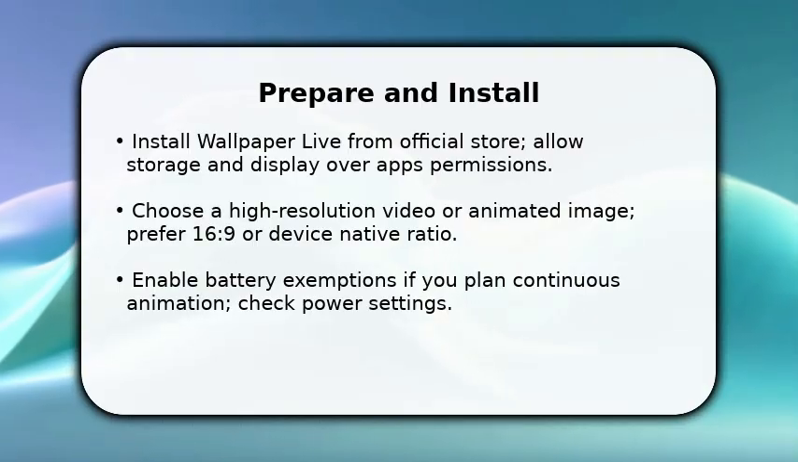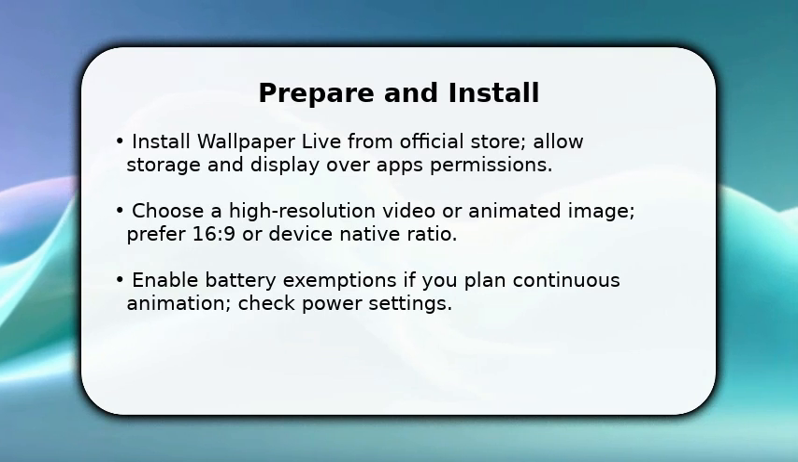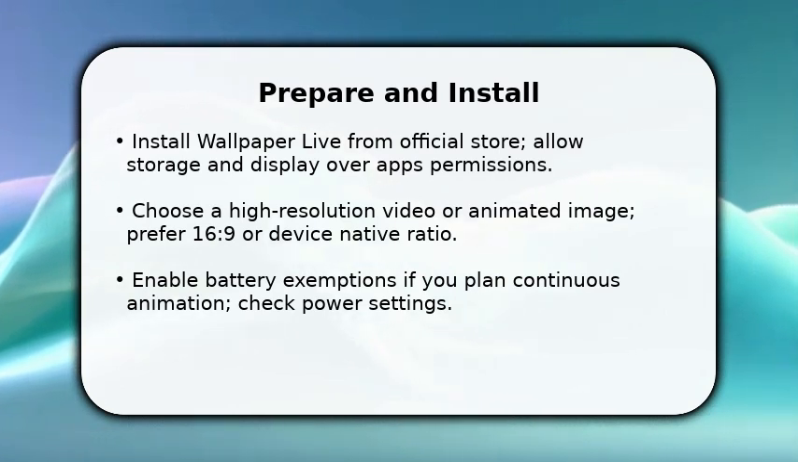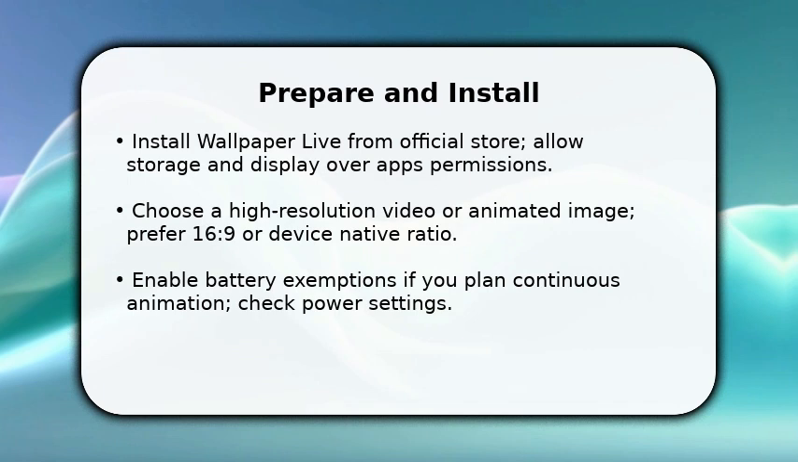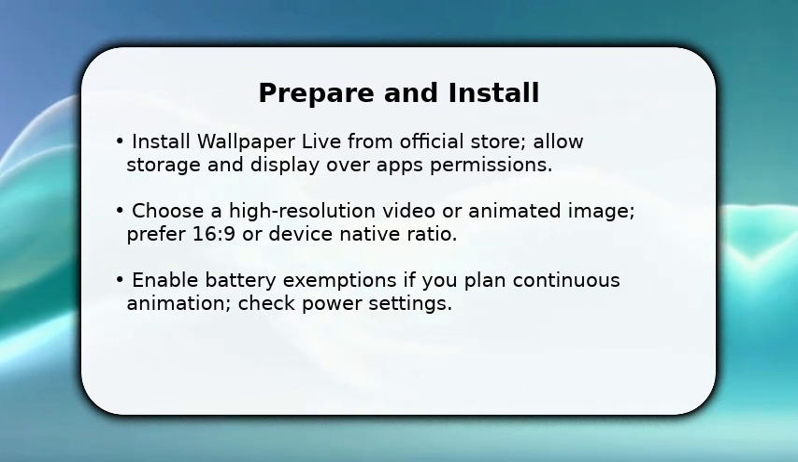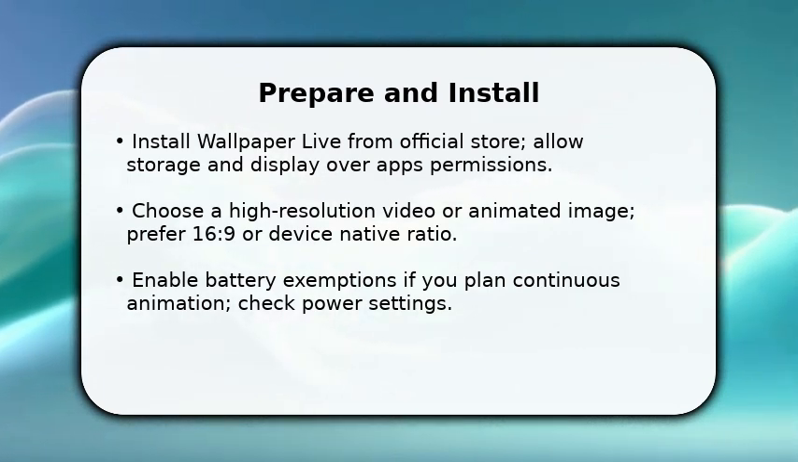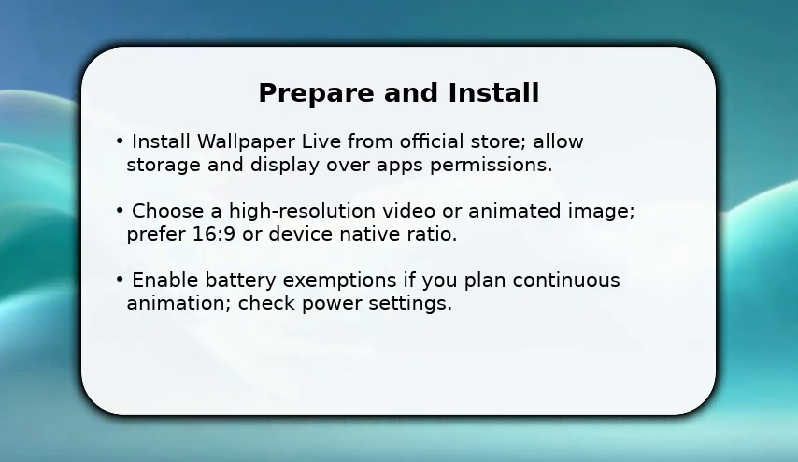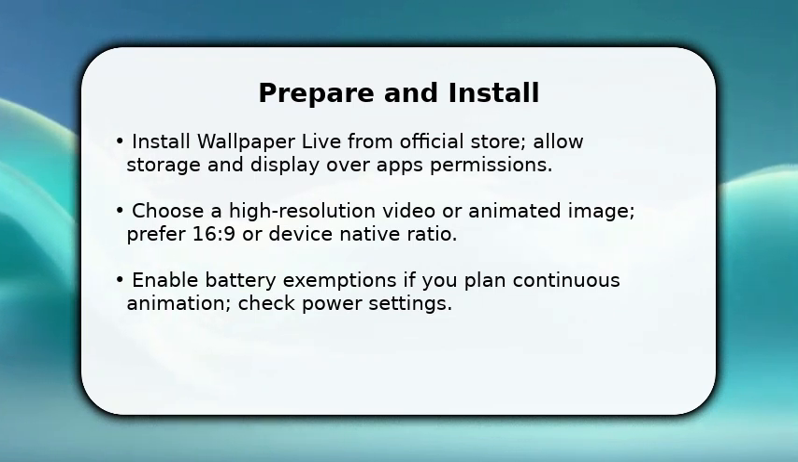You start by installing Wallpaper Live and granting the essential permissions so the app can read media and set wallpapers. Once done, pick a high-resolution source, video or animated image, matching your screen ratio to avoid distortion. Make sure to enable battery exemptions if you want continuous motion, otherwise the system may suspend animations.